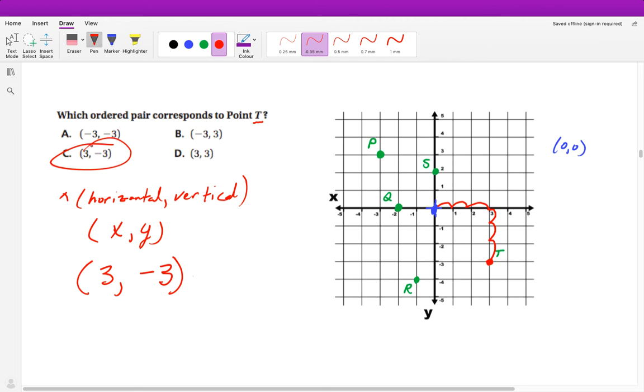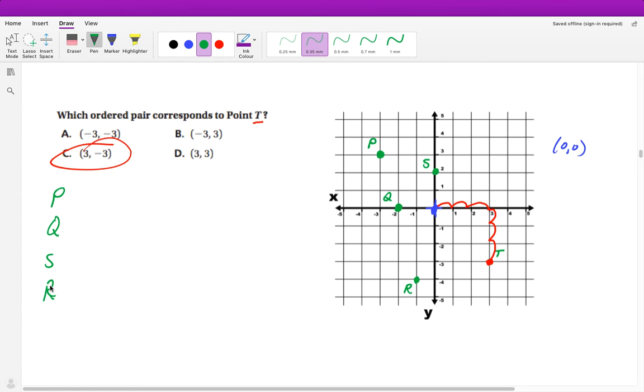All right, now I'm going to go through and label what each of these other letters are. Let me erase this. We're going to label what each of these other points are, just so that we can practice. So from here, our point P, we moved 1, 2, 3 in the left direction. Since we moved left, that is negative, so that'll be -3. And then we moved up 1, 2, 3. So up is positive. So P is -3, 3. It's very close to what T was. It's actually just reversed, right?